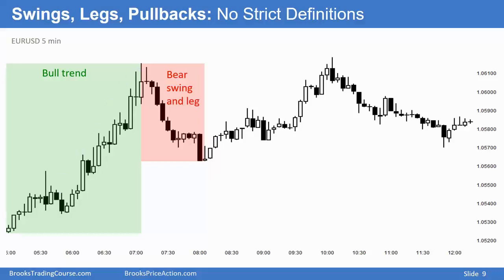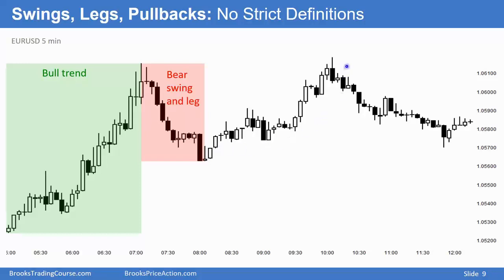So this is a leg, but it's big enough. I would call it a trend, big enough for a big swing trade. This is a leg down, big enough for a swing short. So I would call it a swing down. You can call it a leg. You can also call it a 50% pullback from this bull trend.